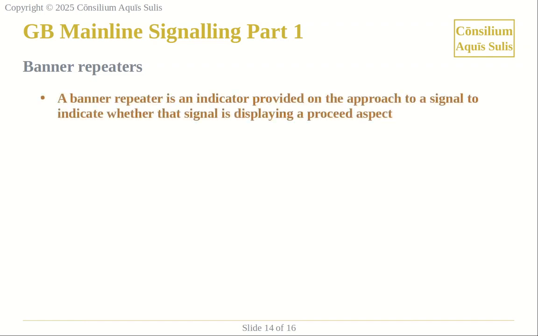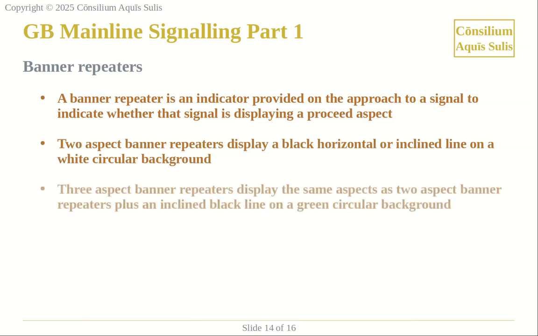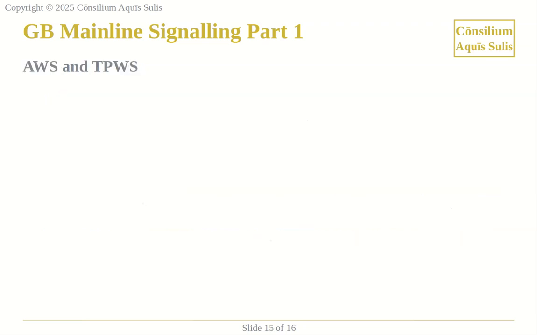We then looked at banner repeaters that can be provided on the approach to a signal to indicate where that signal is displaying a proceed aspect where visibility is in some way obstructed. We looked at 2-aspect banner repeaters that can display a black horizontal and inclined black line on a white circular background, and 3-aspect banner repeaters which introduce the black inclined line on a green circular background. We saw how split banner repeaters may be provided with a separate indication for each route.